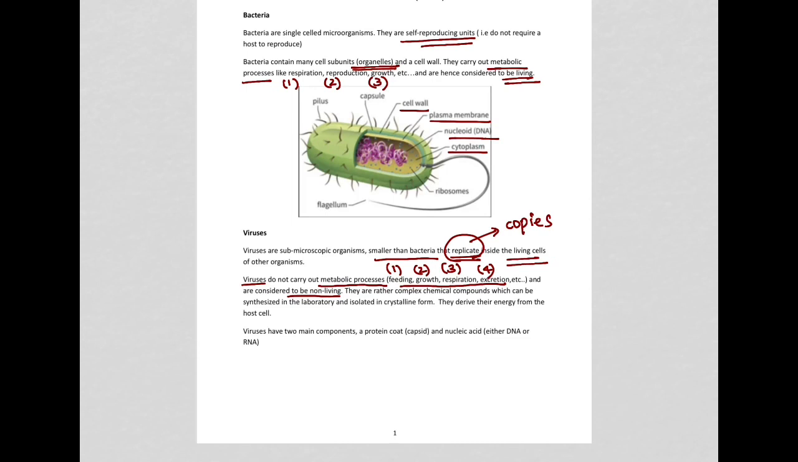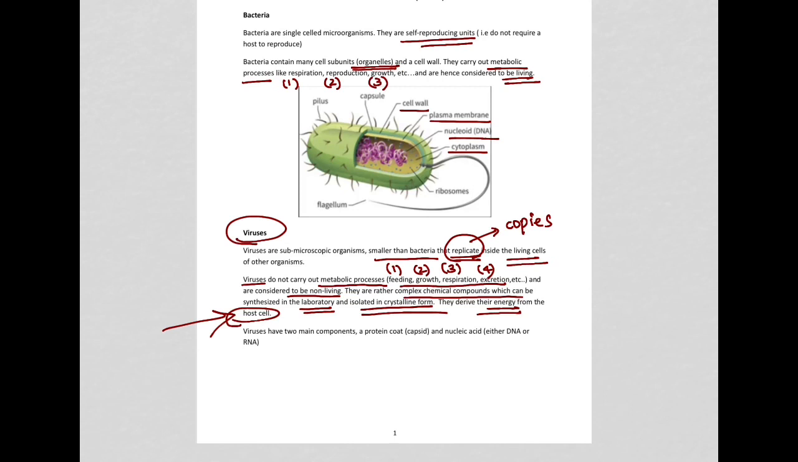So they are complex chemical compounds, and we can synthesize viruses in laboratories. We can also isolate viruses in crystalline forms, and viruses will derive any energy that they need from the host cell. So when they are outside living organisms, they do not perform any biological process. It's only when they are inside host cells that they can do that.